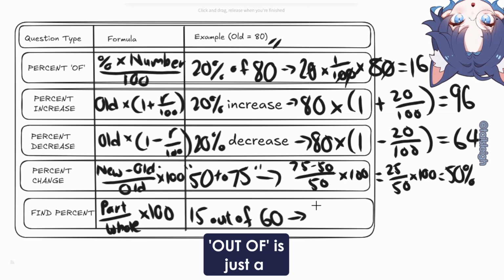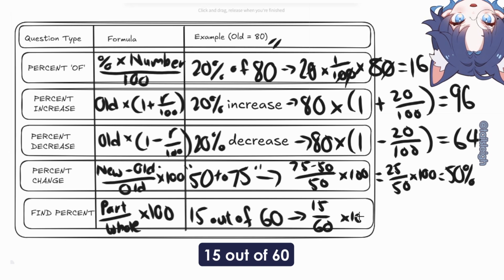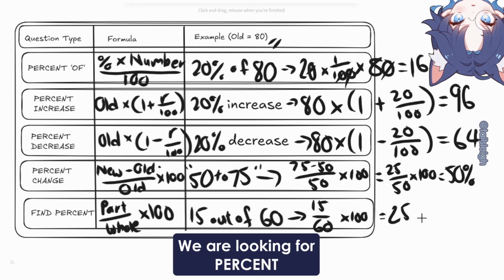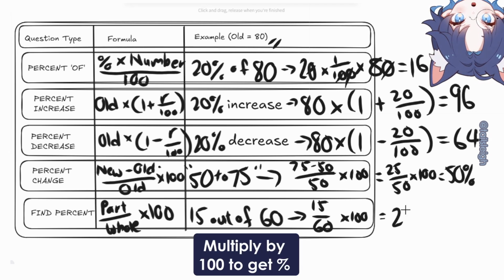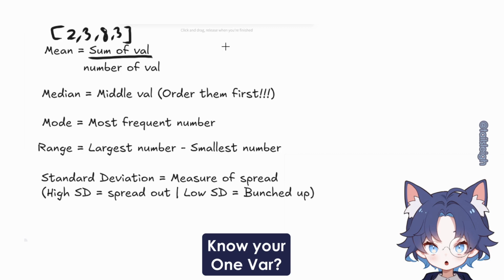Find percent. The phrase "out of" is just a hidden fraction bar. 15 out of 60 becomes 15 over 60, which divides to 0.25. Like the previous example, we are looking for the percent, so multiply it by 100 to get the symbol back. Our answer is 25%.